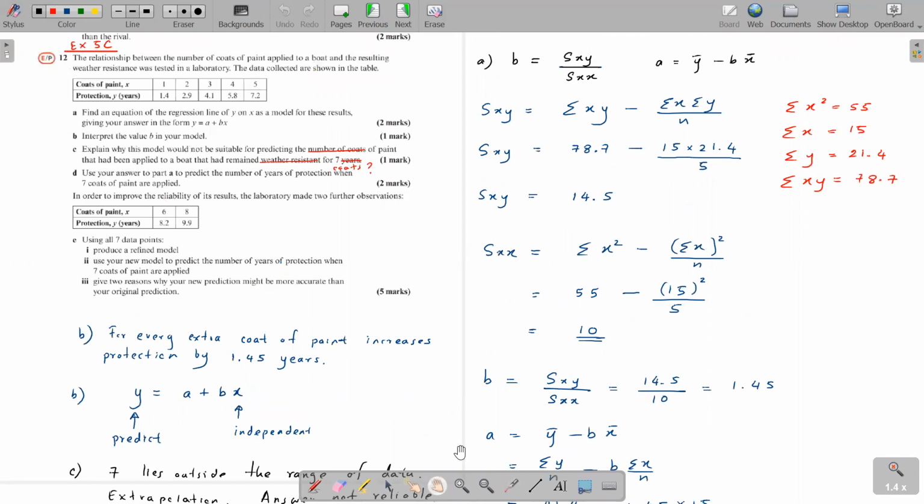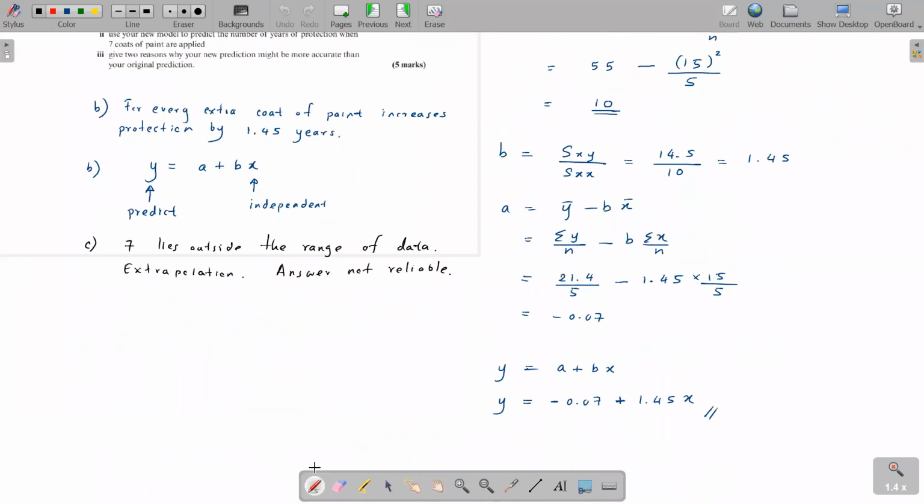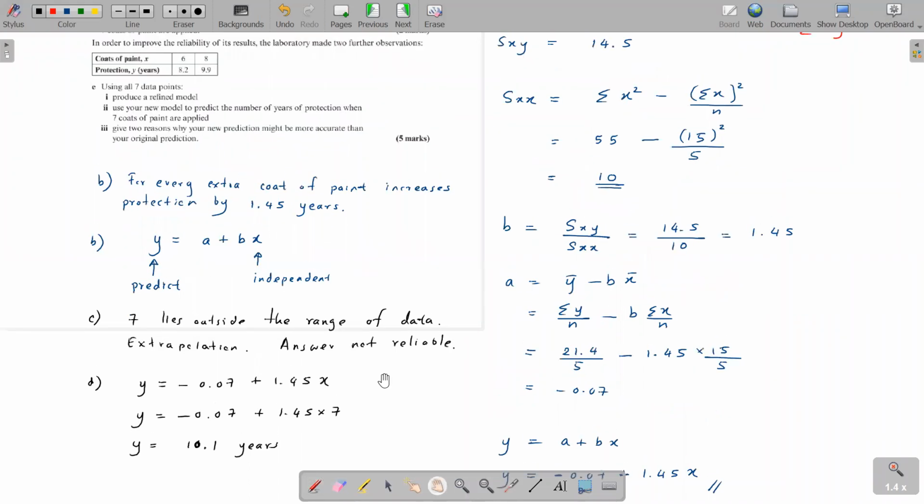So we are actually going to use x as 7 now. y equals minus 0.07 plus 1.45x. So 7 coats of paint are applied. We know the answer is not reliable, but anyway, they're asking us to calculate this not reliable answer. We know 7 is outside the range and the answer is not reliable, but in this part they ask us to calculate. So let's input x as 7 and get the answer. Okay, so what's the answer, guys? All right, guys, so it's 10.1 years. Okay, so this is our answer.